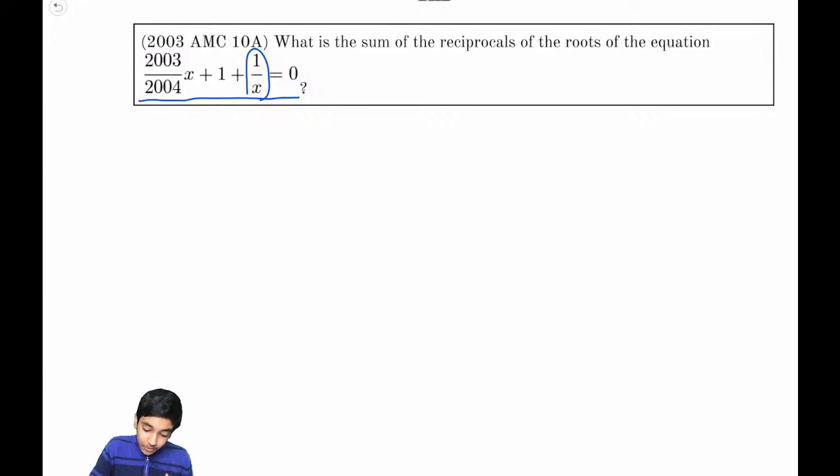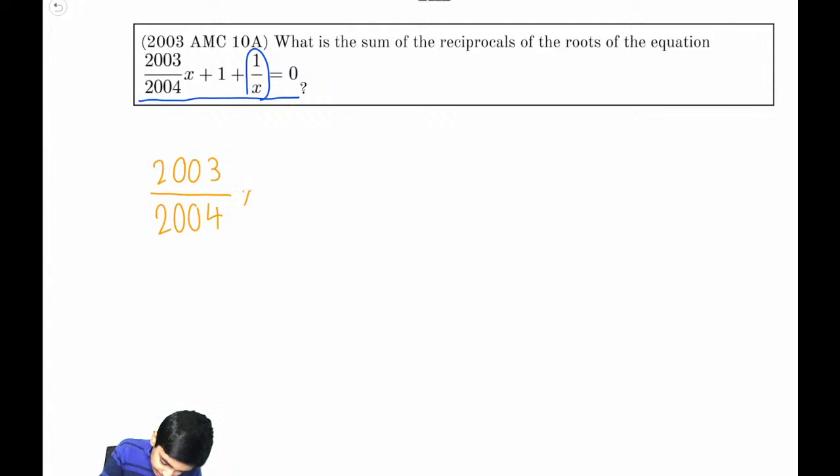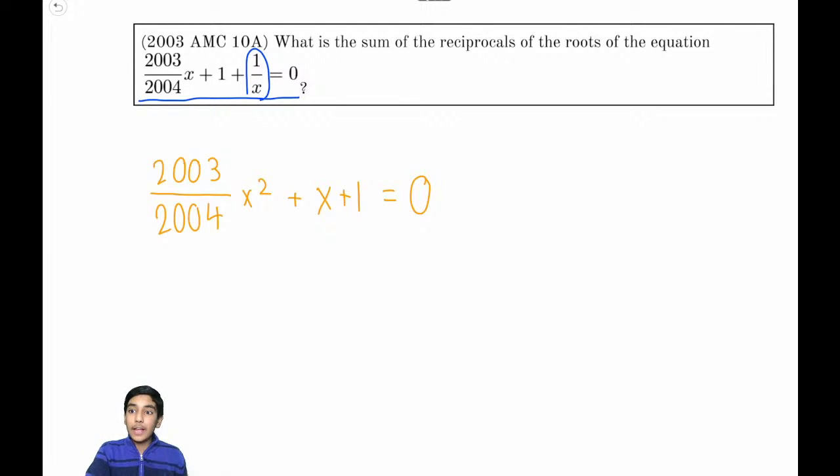What we can do is multiply the whole equation by x. So if we multiply the whole equation by x, we get 2003 over 2004 x squared plus 1 times x is x, plus 1 over x times x is just 1, plus 1 is 0. So now what can we do? I'll give you about 1 minute to try it from here.